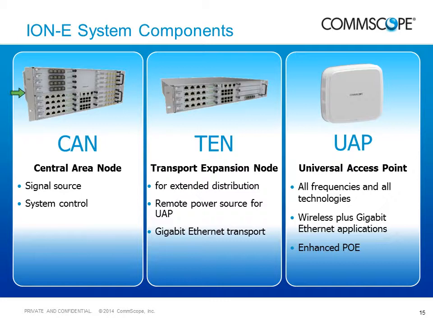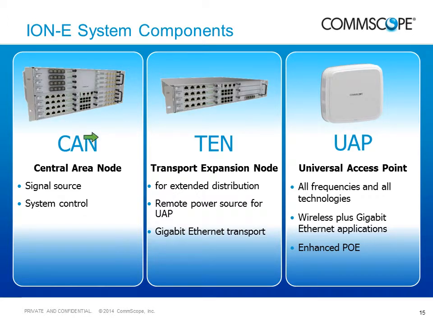If you want to expand the system to a higher number of UAPs, more than 16, or the distance from the CAN to any of the UAPs would be more than 100 meters, which is the Ethernet standard, then you can add a transport expansion node, or TEN, to extend the distribution, either to add more UAPs or to extend the distance between the CAN and the UAPs beyond 100 meters. Connection between the CAN and the TEN is done with fiber, either single mode or multi-mode fiber, and the connection from either CAN to the UAPs or from the TEN to the UAPs is over Cat6a cable.